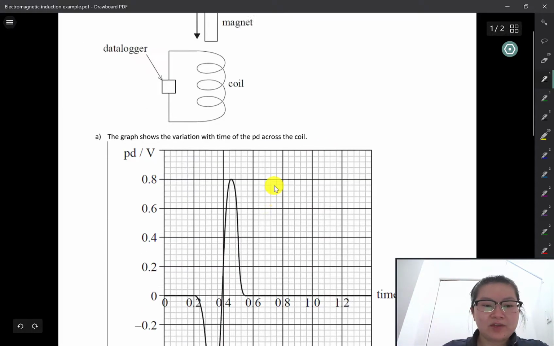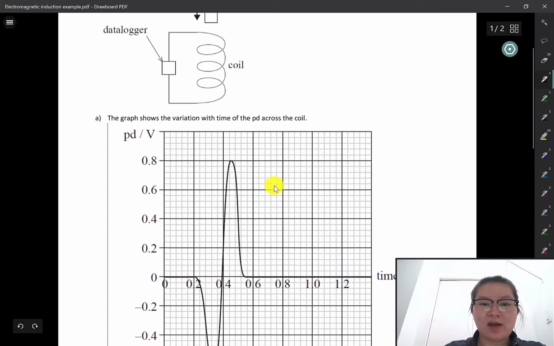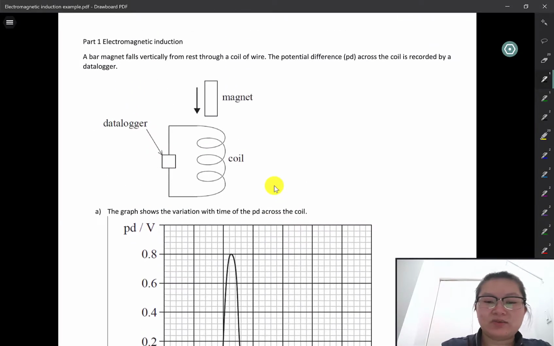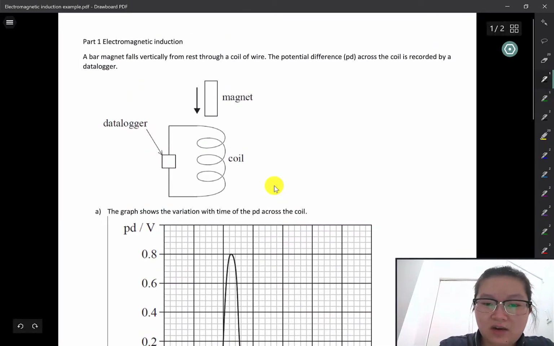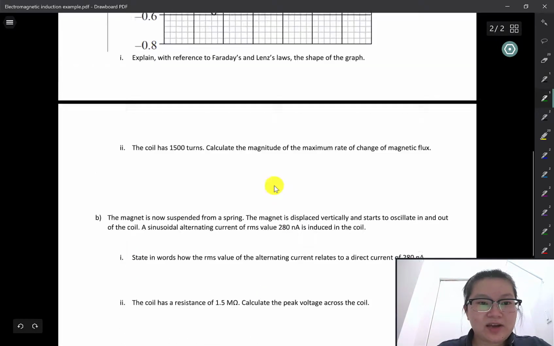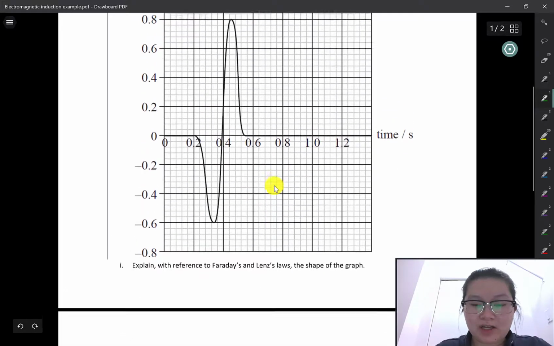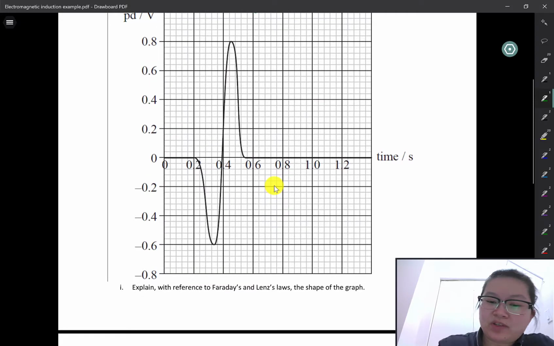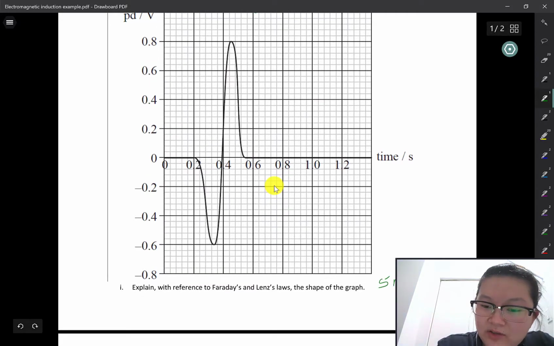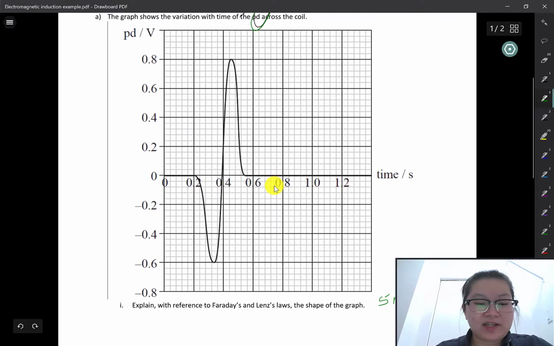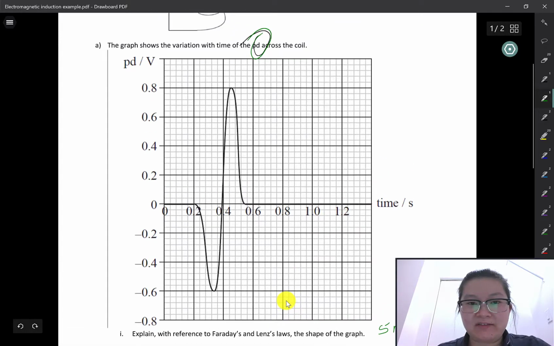Here we have a graph that shows the variation with time of the potential difference, that's what PD stands for, across the coil. As we go down here, explain with reference to Faraday's and Lenz's law the shape of the graph. If I remember correctly, this was a 5-mark question, so we need 5 good points. If the question says with reference to Faraday's and Lenz's law, you probably have to explain that to some degree. You have to probably define that.